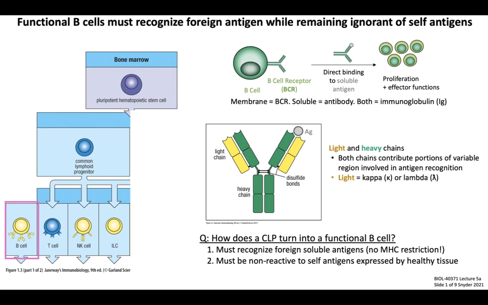We also know that, similarly to TCRs, immunoglobulin must remain ignorant or non-reactive to self-antigens that are expressed by healthy tissue, and this is in order to preserve immunological tolerance. With these two criteria established, let's next learn more about the development processes that yield functional B-cell clones from a common lymphoid progenitor.